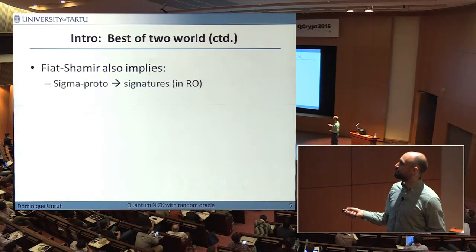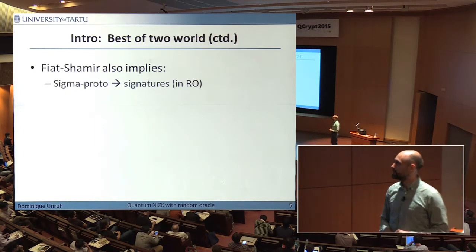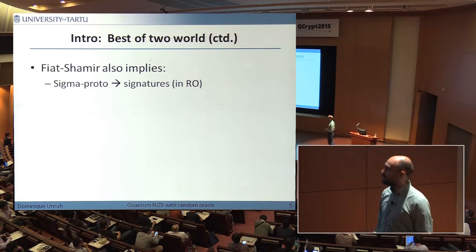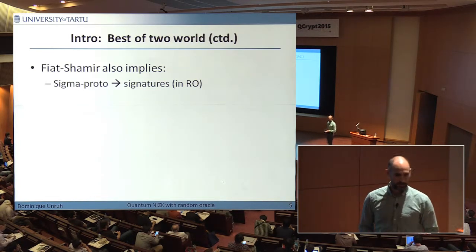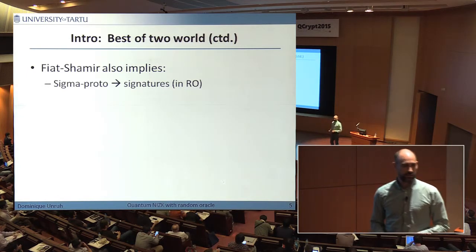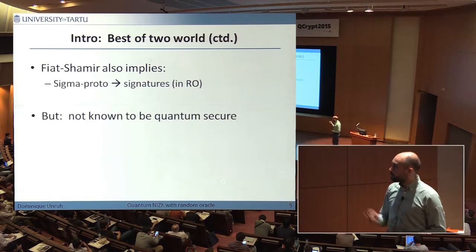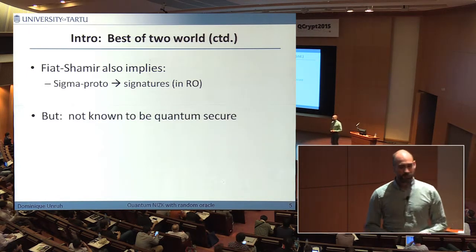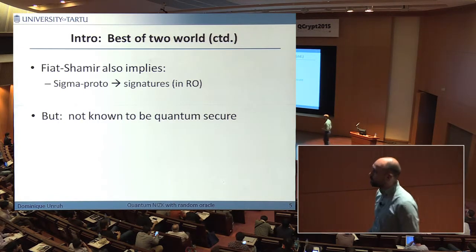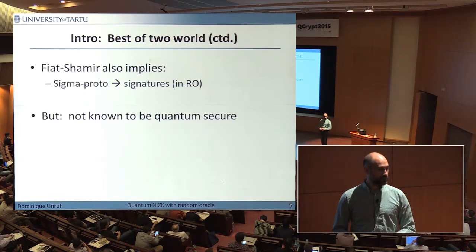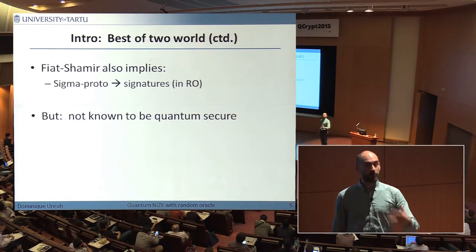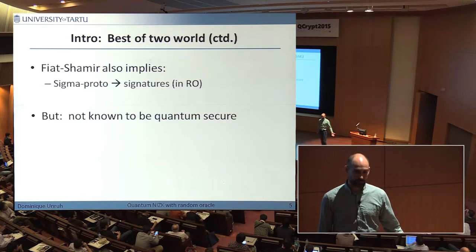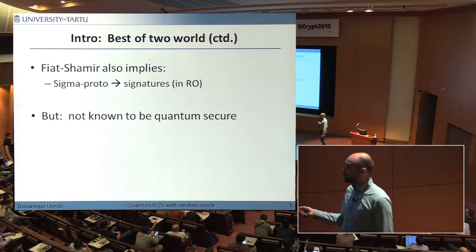Just a side remark, there's also one more thing that Fiat-Shamir also gives us. It actually doesn't just give us proof systems, it also gives us signature schemes. You can see that the thing we construct is a signature scheme. Okay, but now what's the problem? Well, the problem is we do not know whether Fiat-Shamir is quantum secure. So it's a classical protocol, but we may want it to be secure if the attacker has a quantum computer. And we have no proof of this fact.